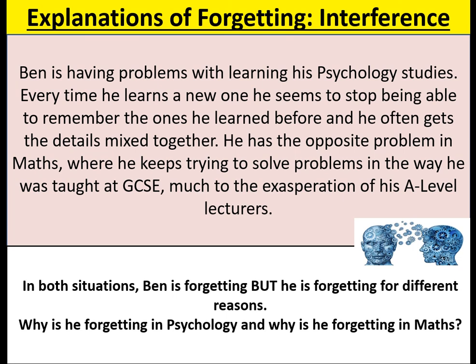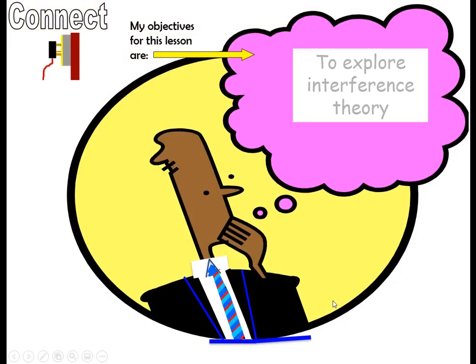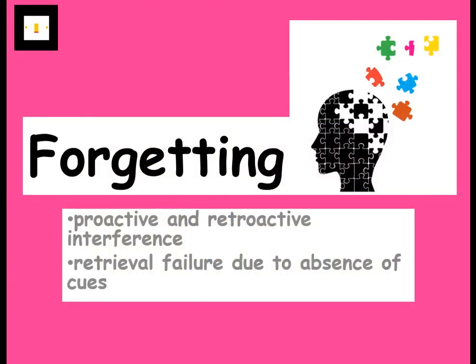So these are two problems that are caused by some type of interference. The objectives for today's lesson are to explore interference theory. There are two theories named on the AQA spec for forgetting: proactive and retroactive interference, which is what we're going to look at today, and retrieval failure due to the absence of cues.